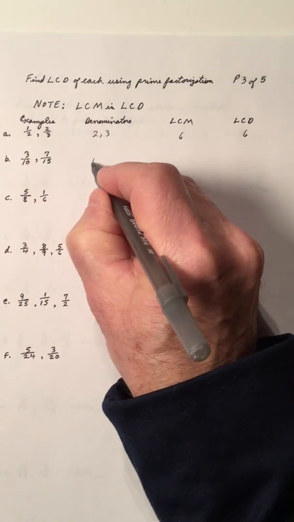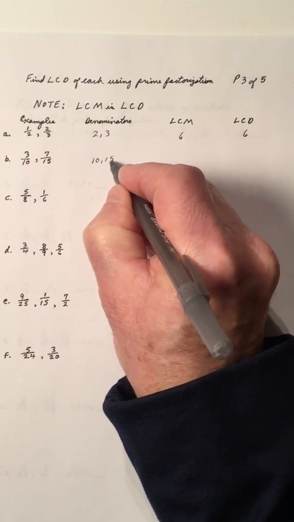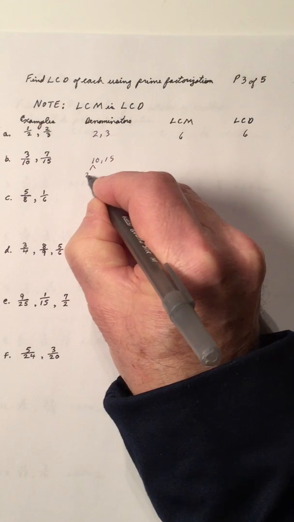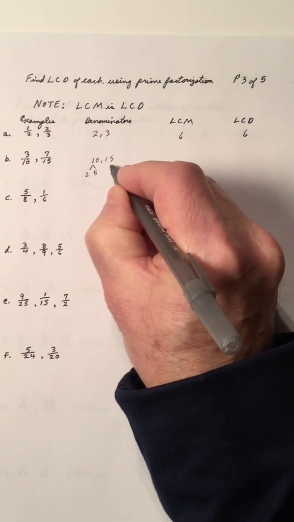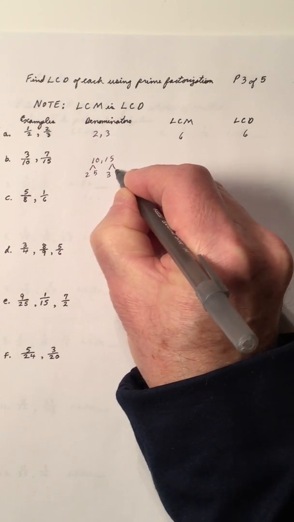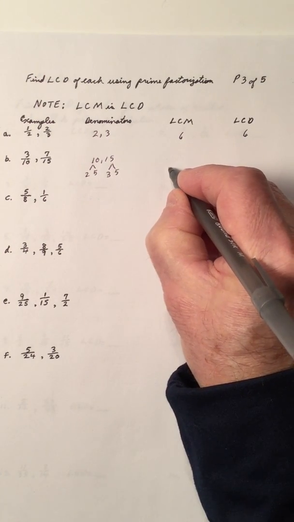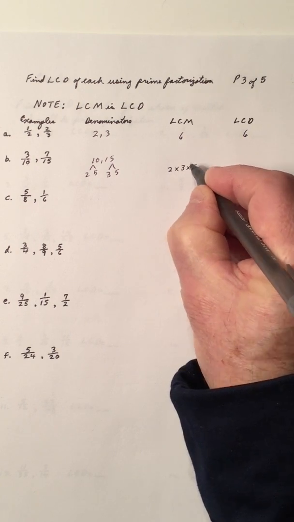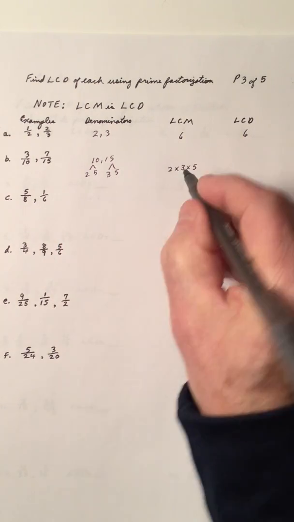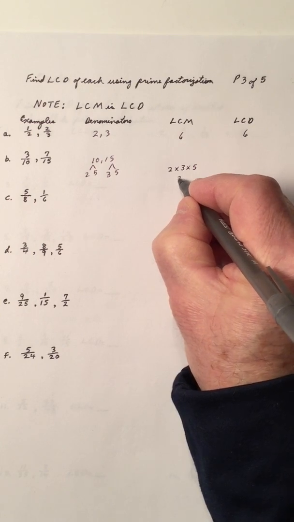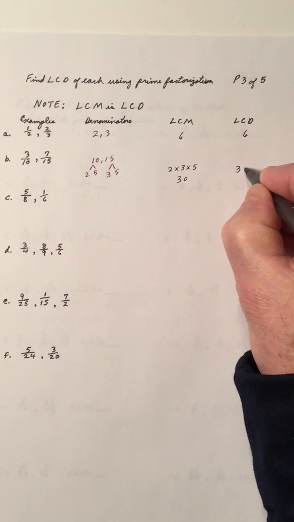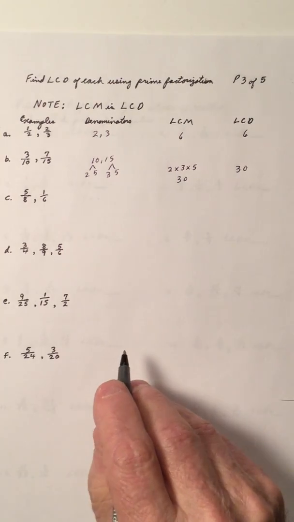The denominators are 10 and 15. The least common multiple, well, 10 is 2 times 5. 15 is 3 times 5. So we have least common multiple. We have to write down a 2. We have to write down a 3. And we have to write down a 5. The largest exponent is 1. So that's 6 times 5, 30. So the least common multiple is 30, which is the same as my least common denominator.